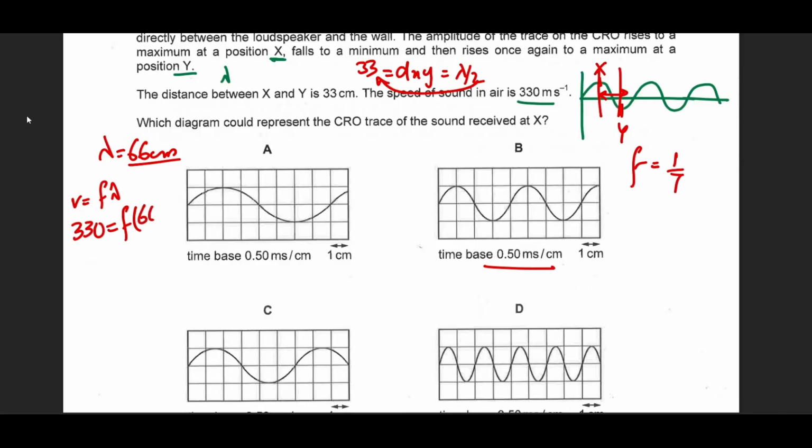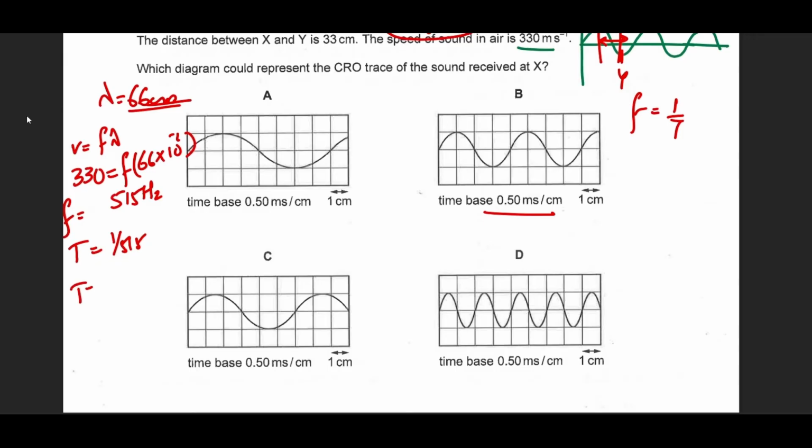So lambda is 66 into 10 raised to power minus 2. Don't forget the centimeters. So F comes out as 515 Hertz. So T is equal to 1 over 515, which is 1 over F. So T comes out as 1.9 milliseconds, which is approximately 2 milliseconds of time, right?